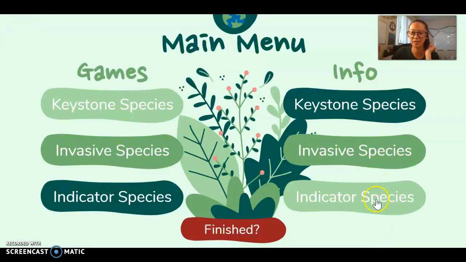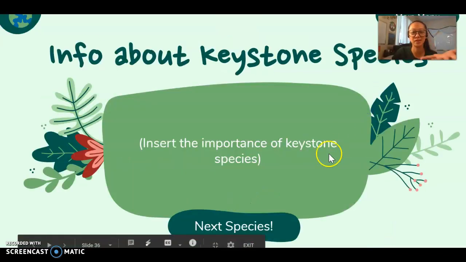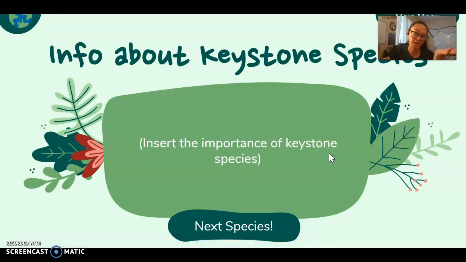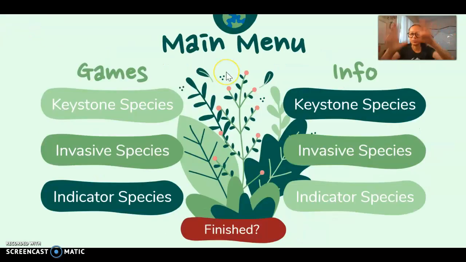And then finally here you have your info sheet. If you click on it, you'll just have some basic information about what that type of species is. So this is kind of the final product, and you were put in groups of 3-ish, and you could separate this up. So maybe one person did the keystone species game, one person did the invasive species game, and so on. And we're planning on using this for our reviews and stuff later on.